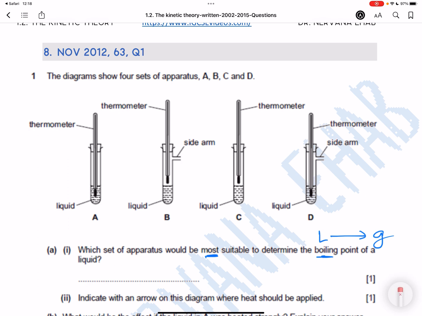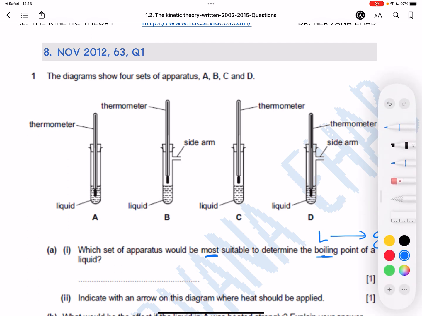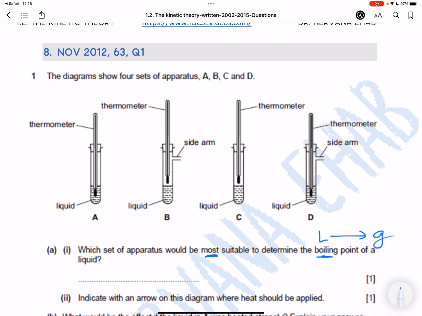Now, here's the thing. Typically, if the thermometer is inserted inside the liquid, the temperature is not very accurate. However, you don't really have to know this, okay? So even if you pick apparatus D, it's fine. They're going to accept it for you.